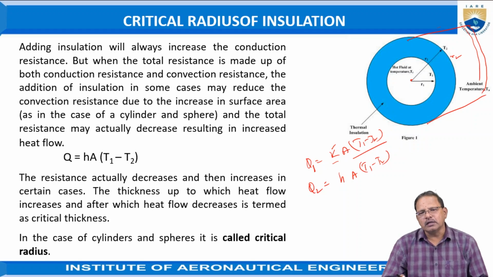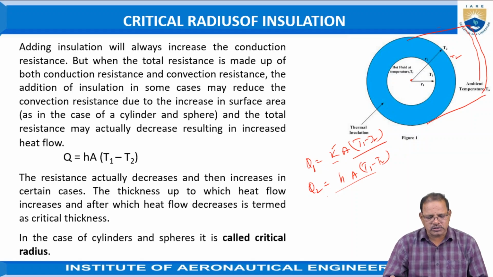That is, the magnitude of energy flowing through the pipe when it is insulated at the outer surface increases up to a certain radius. After that, it decreases. That radius at which the maximum amount of heat flows from the cylinder, or it may be the sphere, is called the critical radius. So critical radius is the radius at which the maximum amount of energy flows.